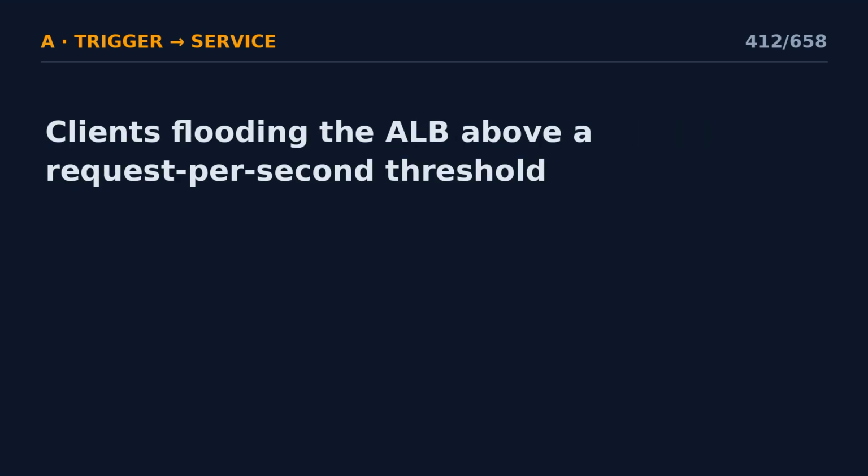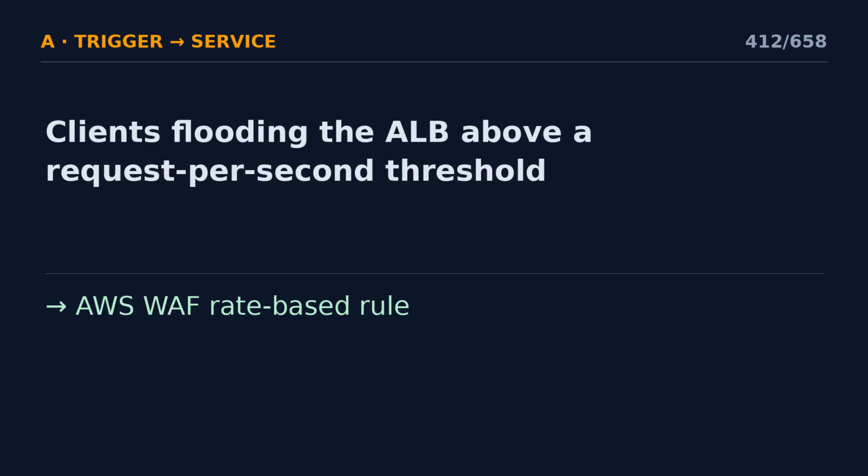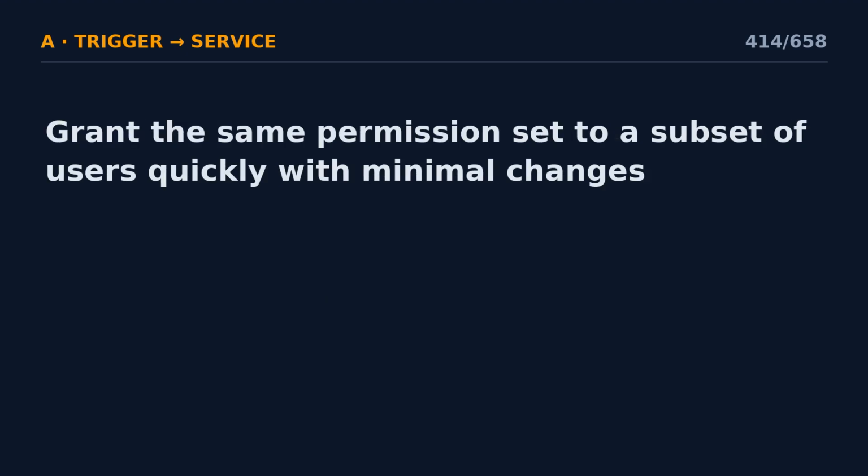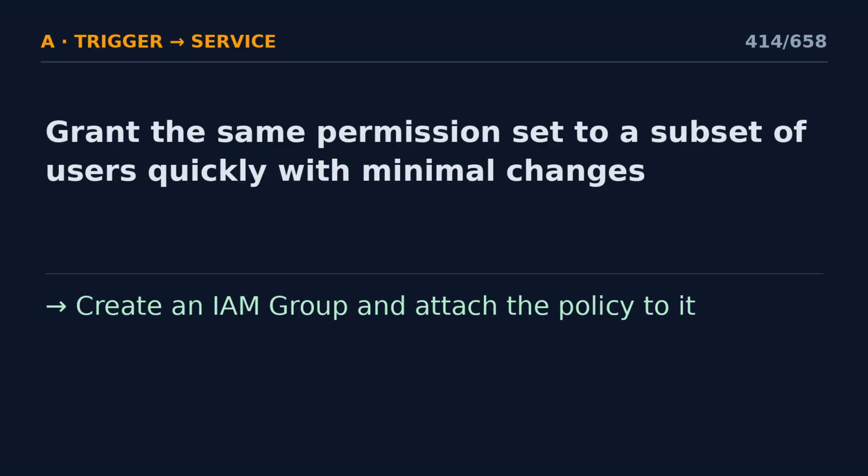Clients flooding the ALB above a request per second threshold. Answer: AWS WAF rate-based rule. Many VPCs across accounts in a star network plus on-premises via Direct Connect. Answer: AWS Transit Gateway. Grant the same permission set to a subset of users quickly with minimal changes. Answer: Create an IAM group and attach the policy to it.